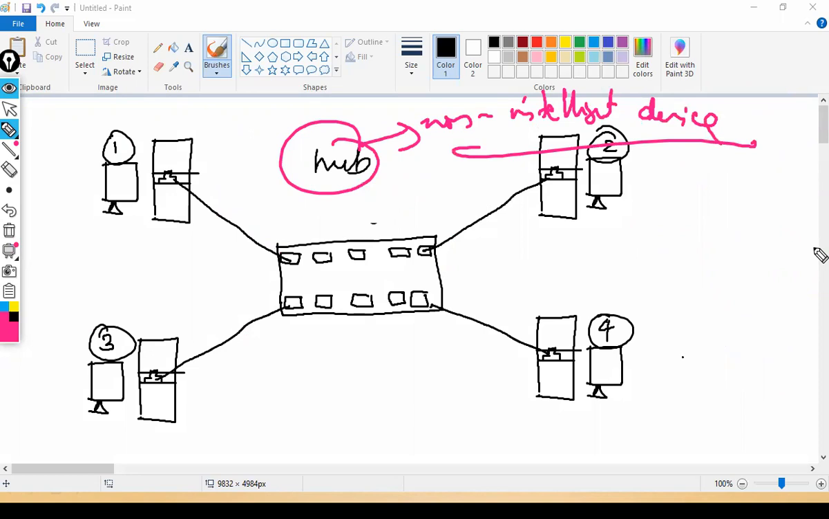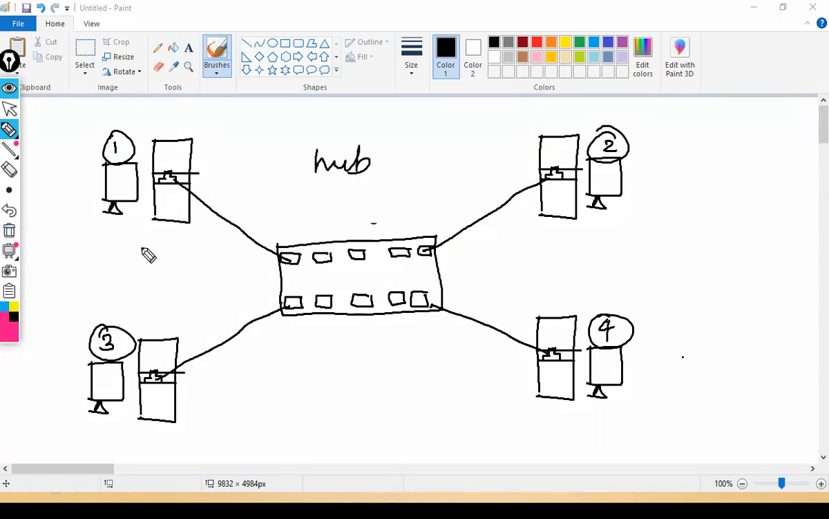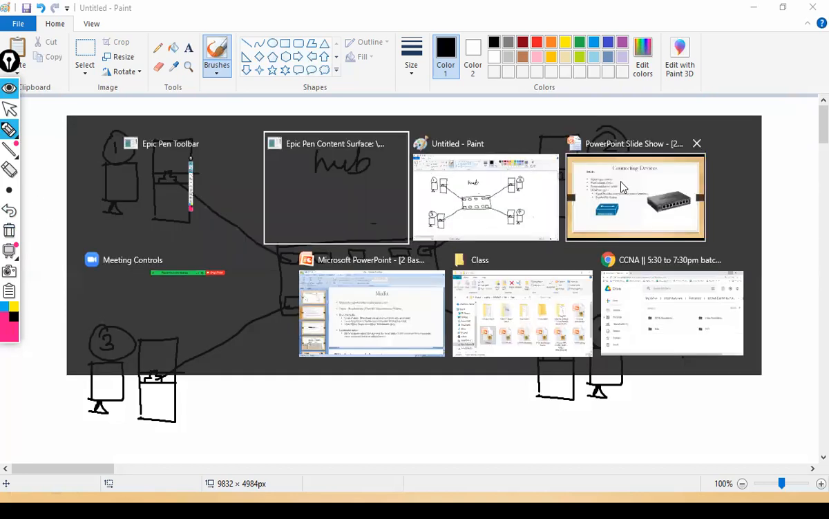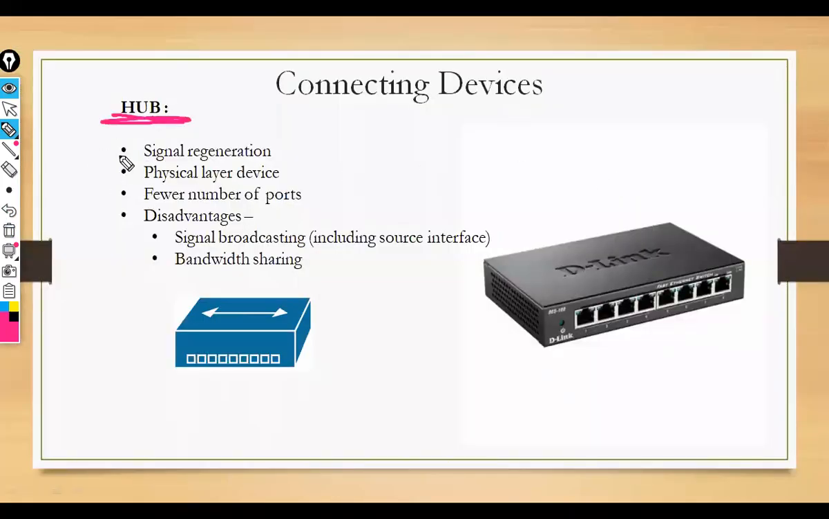Clear, guys? That is again another disadvantage. So these are the reasons why we don't use hubs nowadays. But still, in production, in small places, you can see hubs are still being used. So this is the hub: signal regeneration, a physical layer device, a fewer number of ports, and the disadvantages are signal broadcasting and bandwidth sharing.